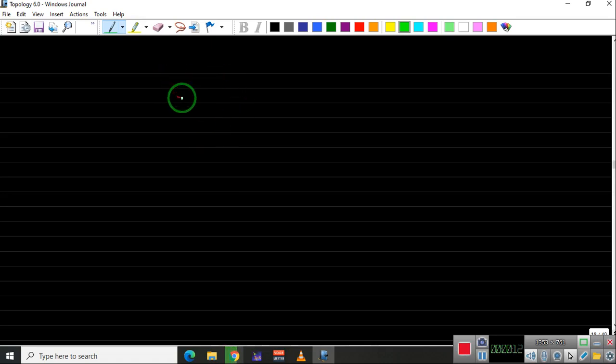In the previous two videos, we have seen that the subspace of a first countable space is first countable and the product of two first countable spaces is first countable. Now in this video, let us show that the continuous open image of a first countable space is first countable. So let us take that as theorem.